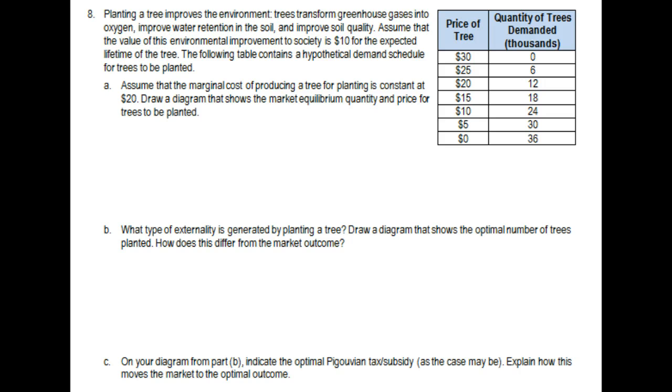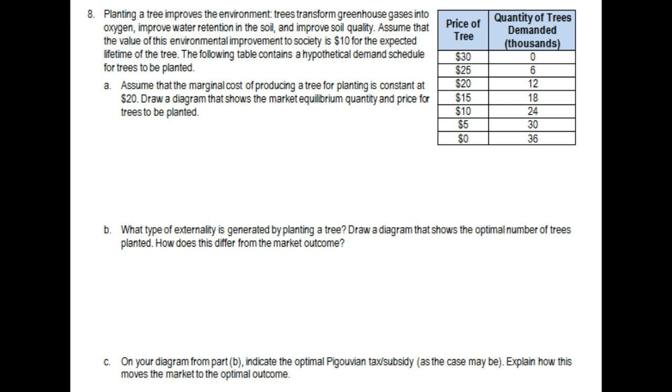You're going to draw a graph that has the price of the tree and the quantity of trees. And you're going to have a demand graph as well as the marginal cost graph. And there you'll have an equilibrium point. That would be the market equilibrium. So you draw that graph. And then we'll move on to part B.